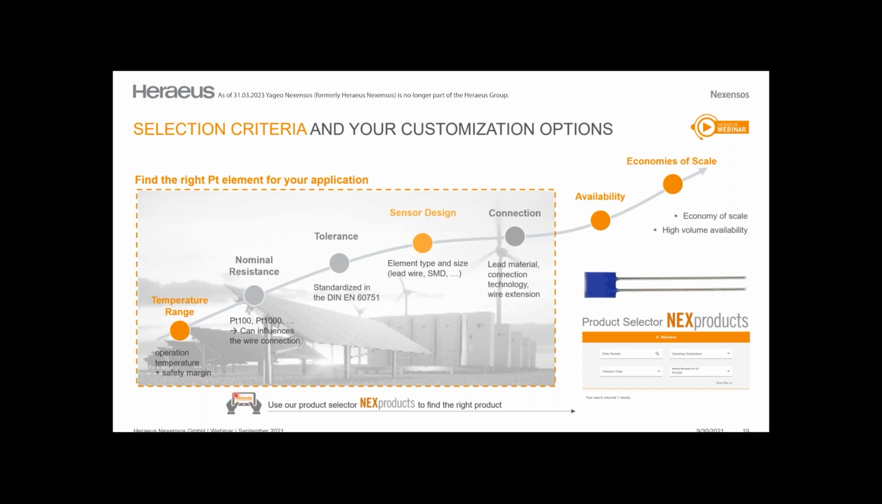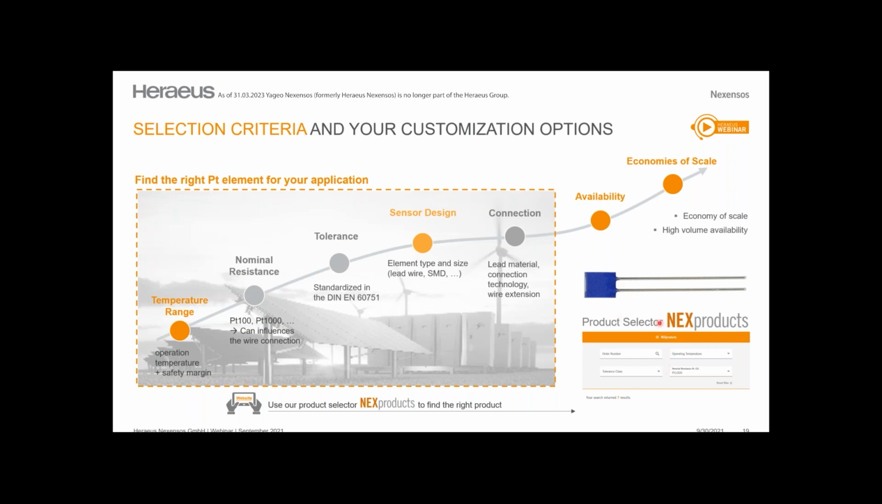For your orientation, for your help, we have on our website a product selector. It's called Next Products, and it guides you through that journey. So here is a screenshot of how it looks. You can put in the temperature, the tolerance class, you can put in the resistance value, and you can search within size ranges. You can compare up to 3 elements, and you can send us a request to get a quote or to get support if you want to have individual consultants.